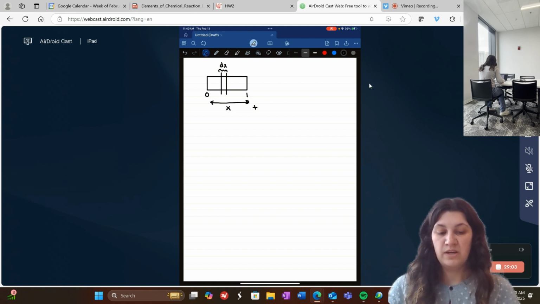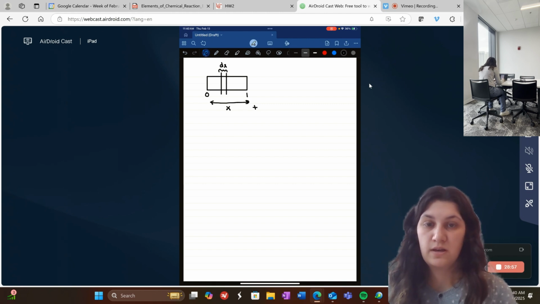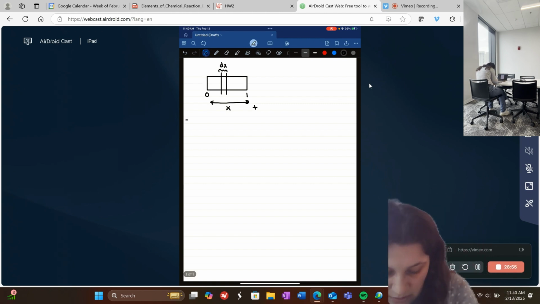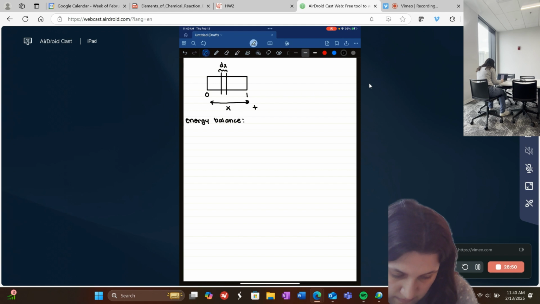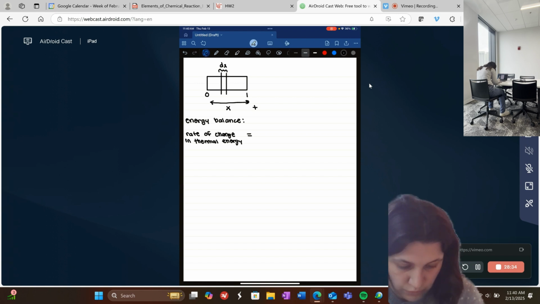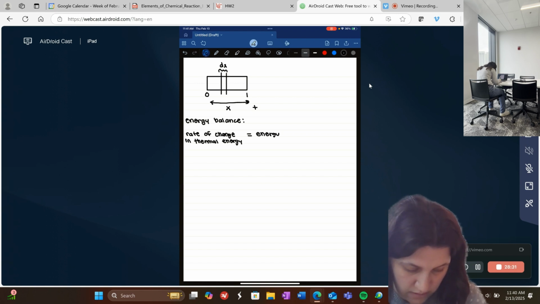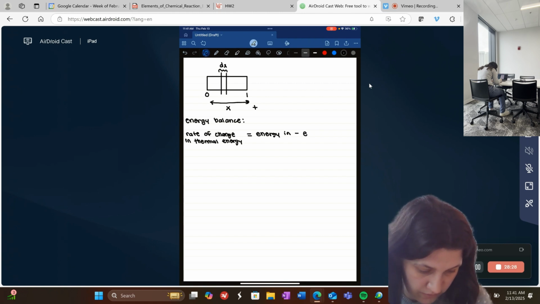Now to evaluate the heat diffusion through this bar, we're going to start with an energy balance. Energy balance, we're going to have our rate of change, in this case thermal energy, is equal to our energy in minus our energy out.